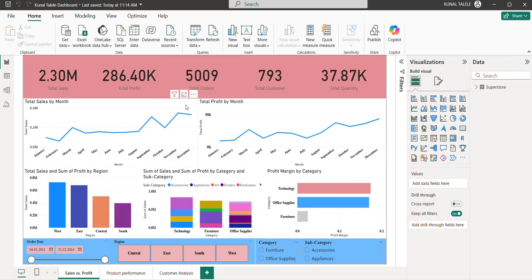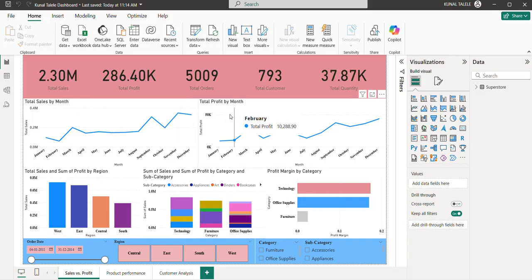Now moving on to the next visualization, total sales by month. We can see fluctuations in sales across the year. Noticeable peaks appear around September and December, as you can see in the visualization.